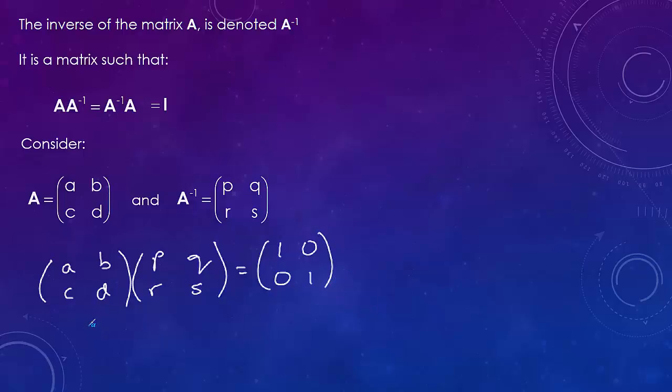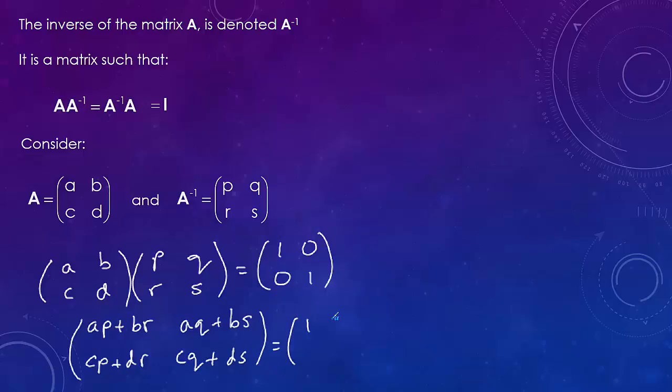Well, let's do this multiplication. So I'm going to have AP plus BR, that's my top left, AQ plus BS, and then CP plus DR, and then CQ plus DS, and that's going to be equal to 1, 0, 0, 1.